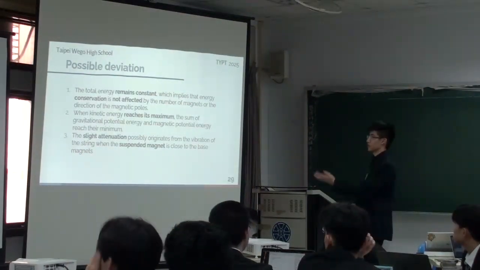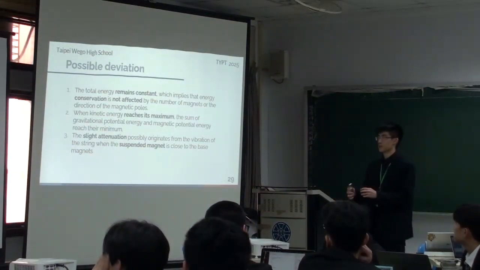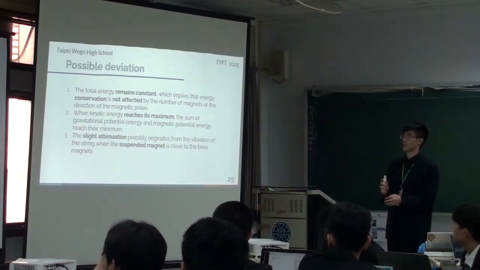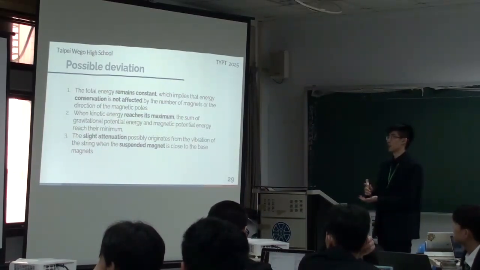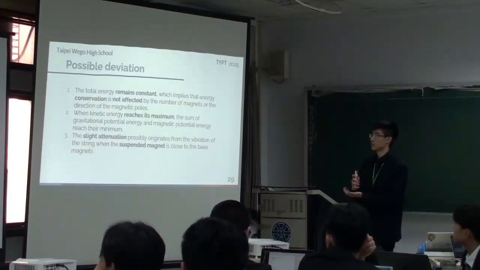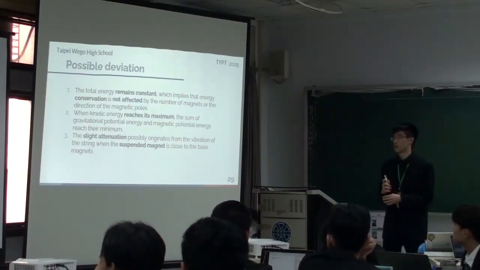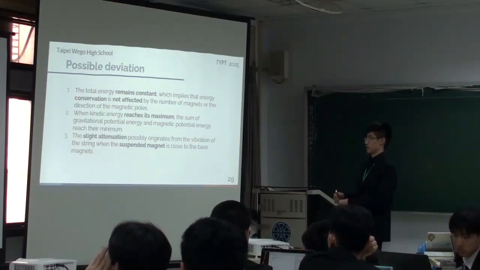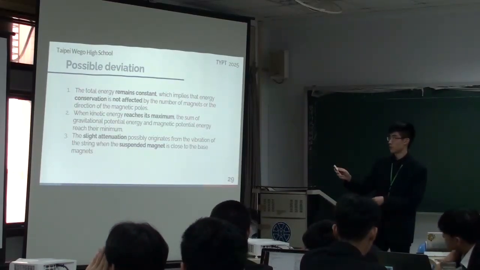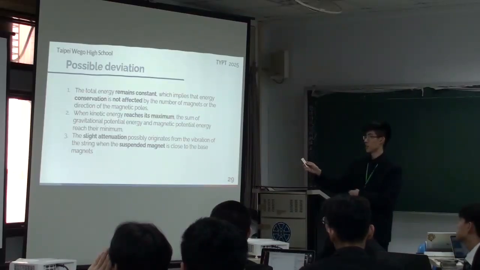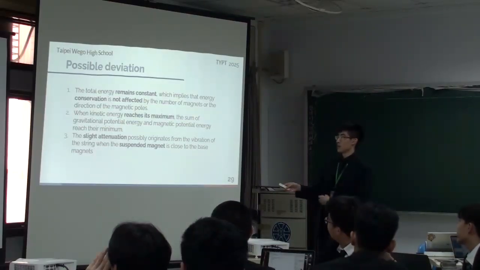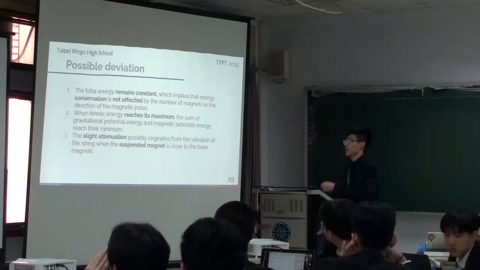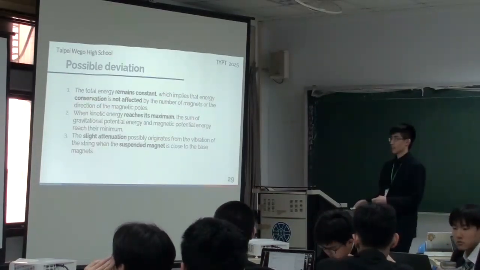So here are some possible deviations. The total energy remains constant, which implies that energy conservation is not affected by the number of magnets or the direction of the magnetic dipoles. And second, when kinetic energy reaches its maximum, the sum of gravitational potential energy and magnetic potential energy reaches its minimum, because the sum of these three energies is constant.